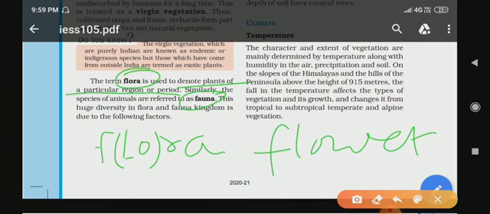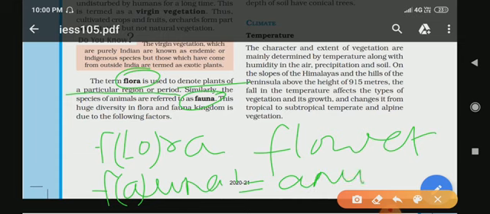Now the next word is fauna. Here you have to keep the letter A in mind. Through this you can easily understand that A means animal. So flora means plants and fauna means animals, species. In India there are many types of plants and animals. It is like a kingdom.